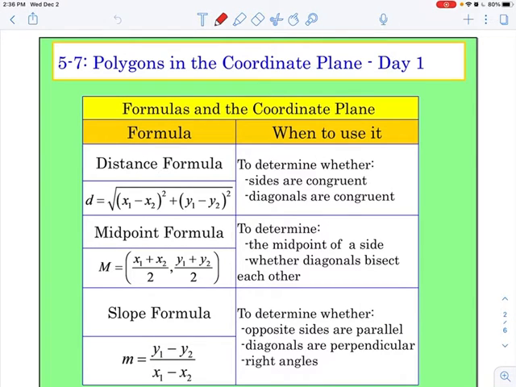Okay, 5-7 is about polygons in the coordinate plane. And notice it says day 1. We're going to spend more than 1 day on this.